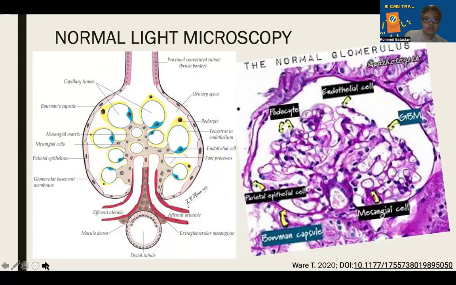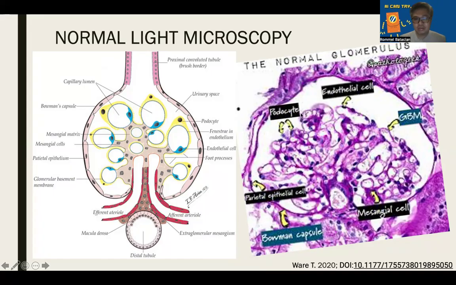So let's look first at the normal light microscopy. This is a schematic diagram of a single glomerulus. In a specimen from a kidney biopsy, you would see multiple glomeruli such as this one, but we'll just focus on one glomerulus as an example. This is the proximal tubule, so there are tubular cells here. If you can see here, those big spaces inside would be the capillary lumen, so there is blood inside because that's where the blood flows.